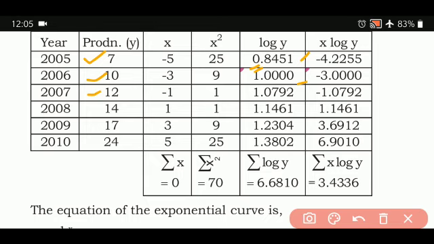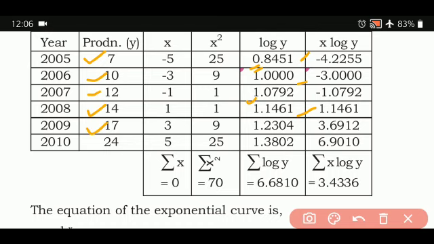12, 2 digits are there, the characteristic is going to be 1. Go to the log table, 12, 0 column, the value will be 0.0792. 14, characteristic is again 1. Go to the log table, 14, 0 column, and the Mantissa is going to be 0.1461.